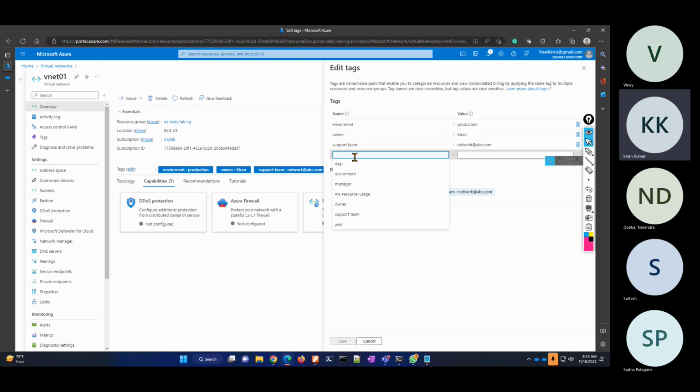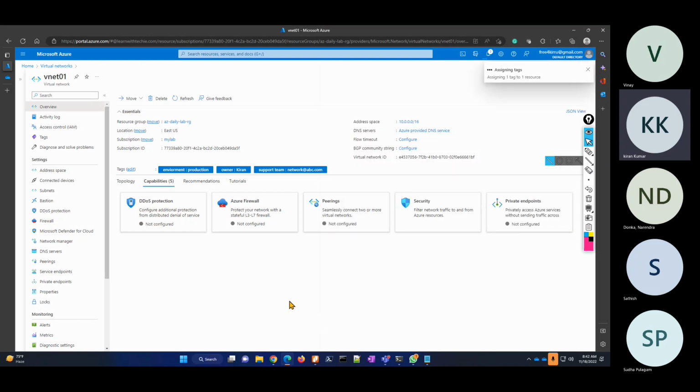What are the tags you want to give? For example, this is an application, like SQL database application purpose, and I created this for something, and save it. Is any downtime window required? No, it's additional metadata you are associating. That's it. It won't impact your resources.